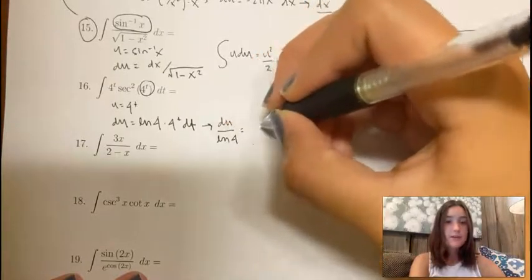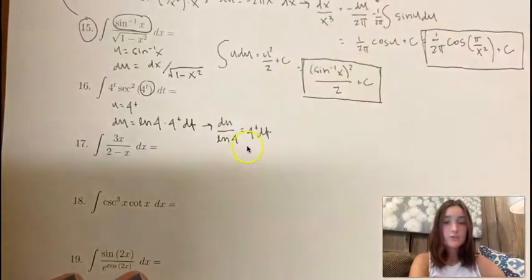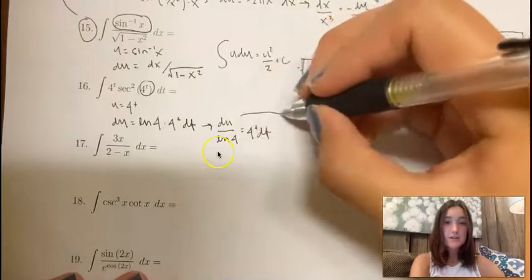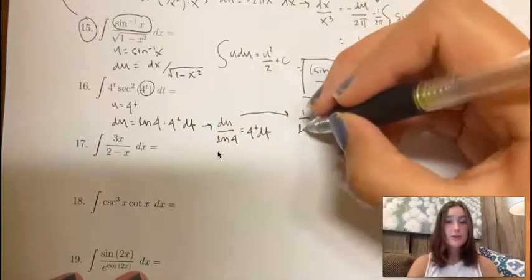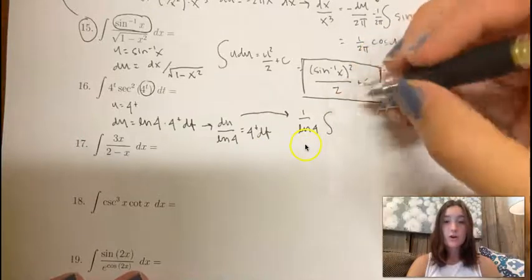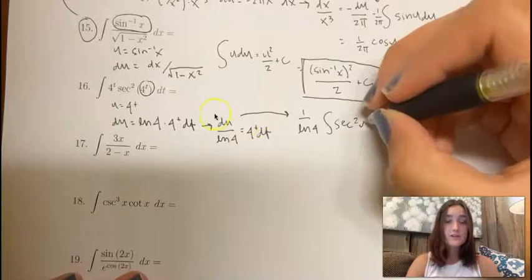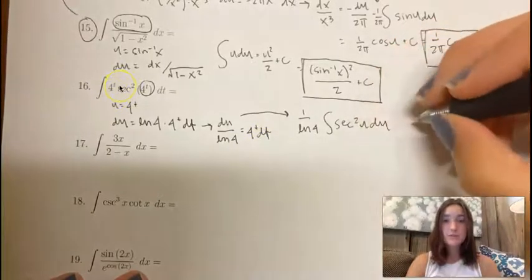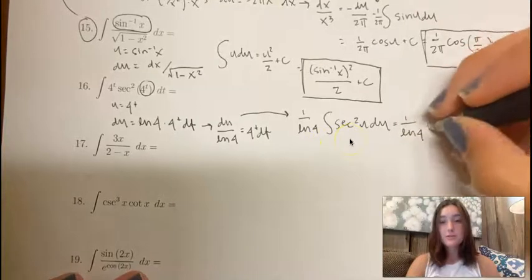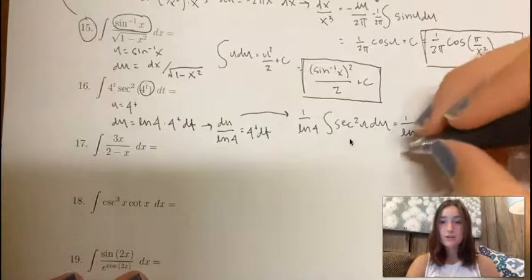And then you've got du over ln of 4 equals 4t dt, if you've got your t's on this side and the rest on this side. So you're going to be left with that 1 over ln of 4 as your coefficient before the integral, but that 4 to the t is going to cancel with the 4 to the t in the original, leaving you with that integral secant squared u du. Keep that 1 over ln 4. Don't lose that when you do your integration.